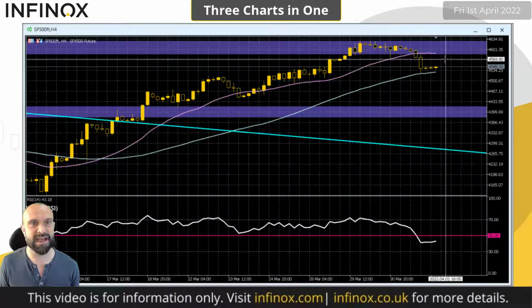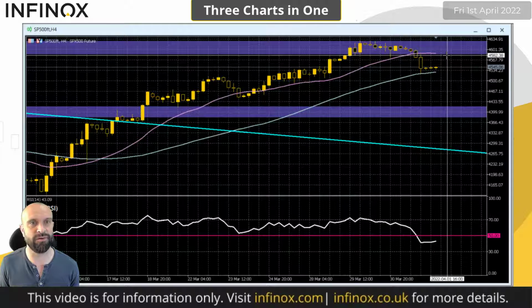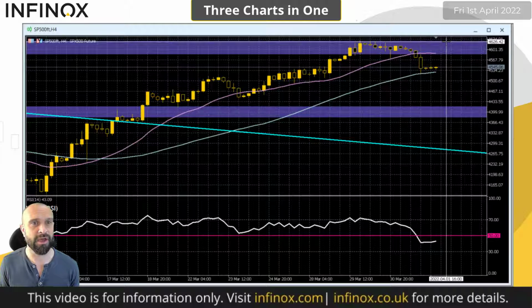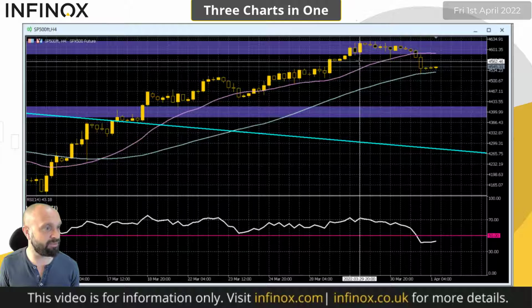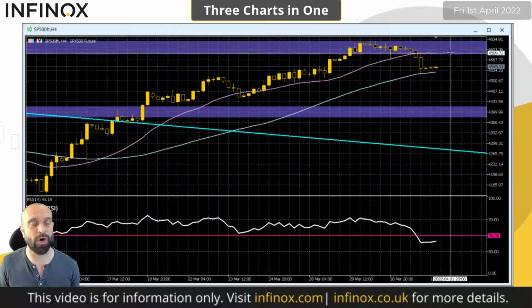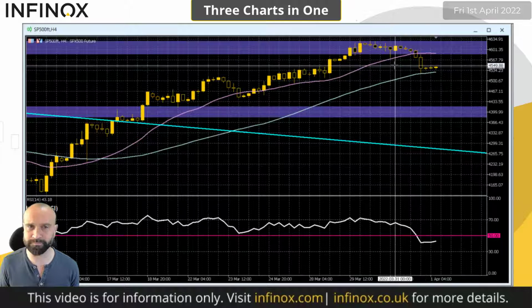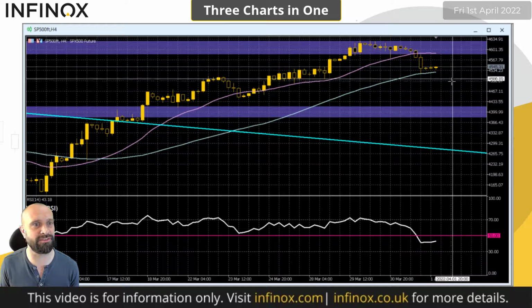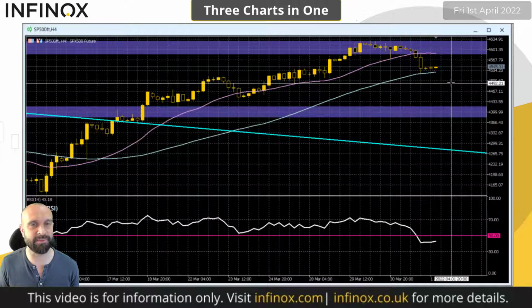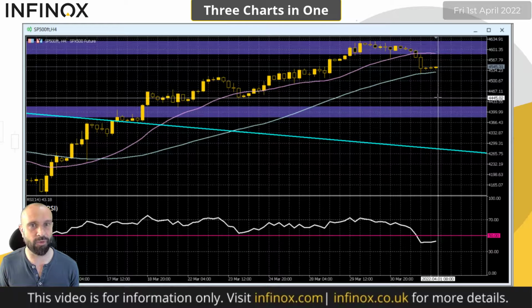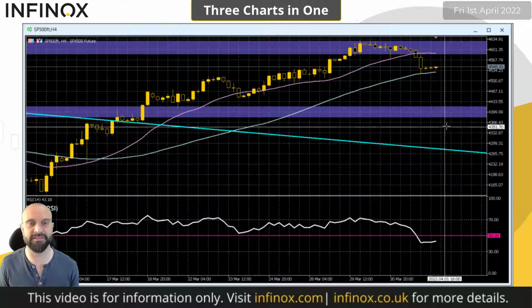So the resistance, as I said, 4585 area, 4560, 4570, up towards 4585. Obviously the key reaction high 4630 on this chart. But certainly it looks as though this could be now starting to roll over. So you're looking at key support levels on the payrolls report, 4492 and 4445. If they get broken, that certainly does start to then turn corrective.